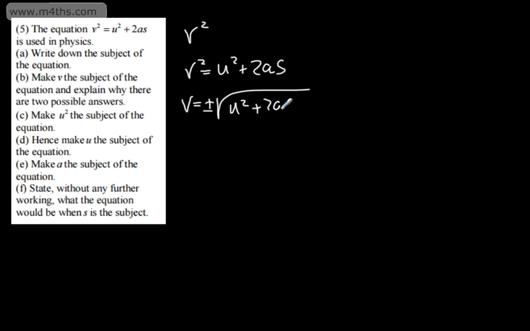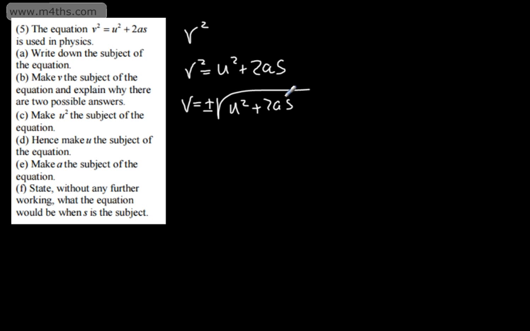Okay, the equation v squared equals u squared plus 2as is used in physics. So that's similar. It's one of the constant acceleration or Suvat equations, like we saw with v is equal to u plus at. We need to write down the subject of the equation. Well, the subject at the moment is v squared. V squared is equal to u squared plus 2as. So if we want to make v the subject, then v is going to equal plus or minus the square root of u squared plus 2as, as we need to do the inverse.